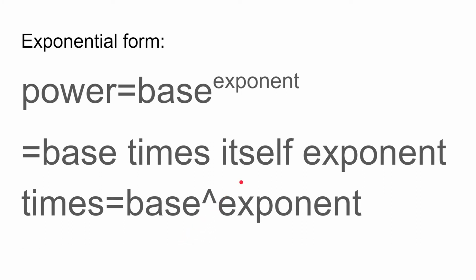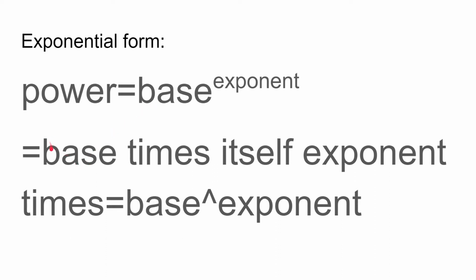When something is in exponential form, it is a number and then a superscript and another number. The number on the bottom left is called the base, and the number on the top right is called the exponent. The two numbers together are called the power. When something looks like this, you say base to the exponent.